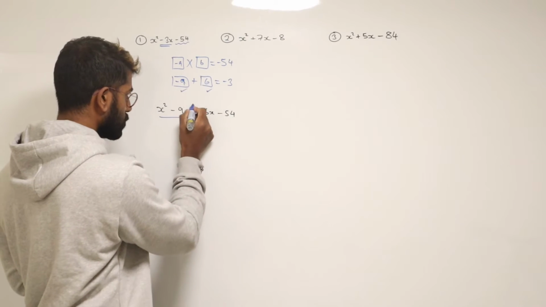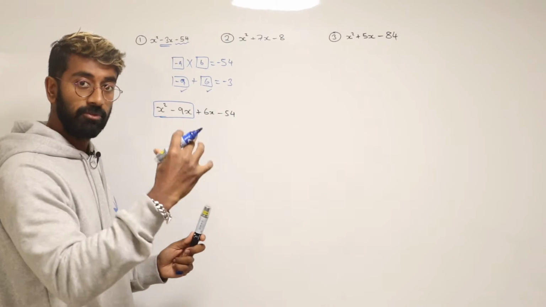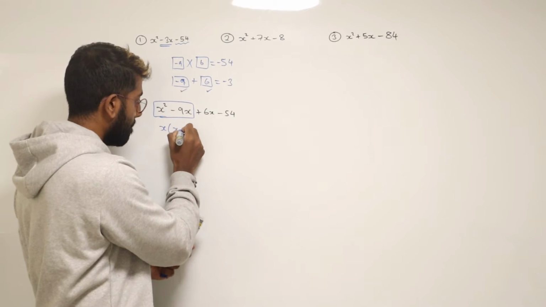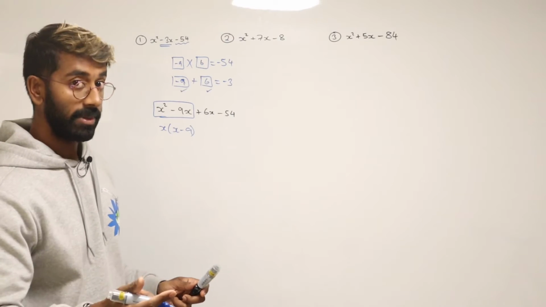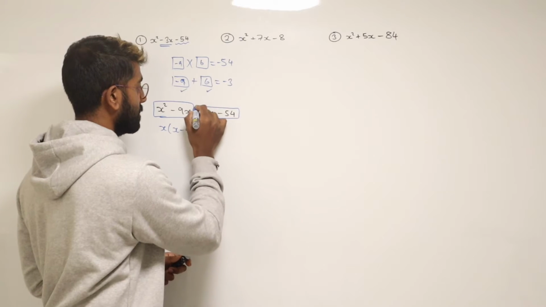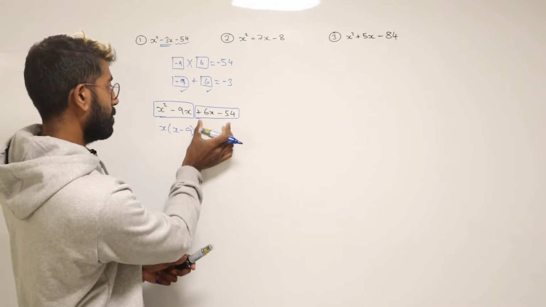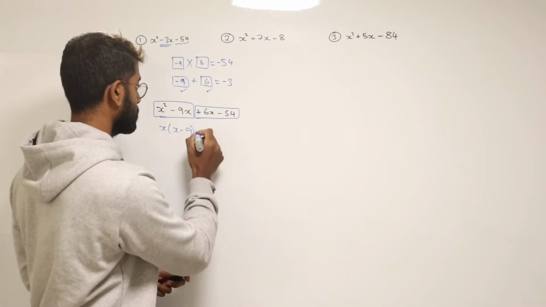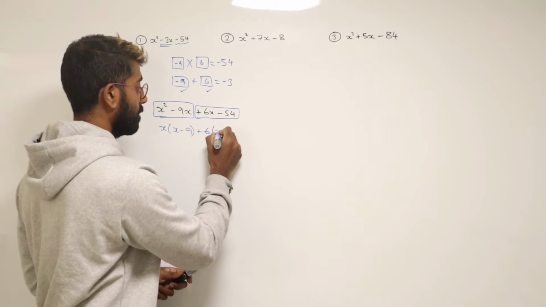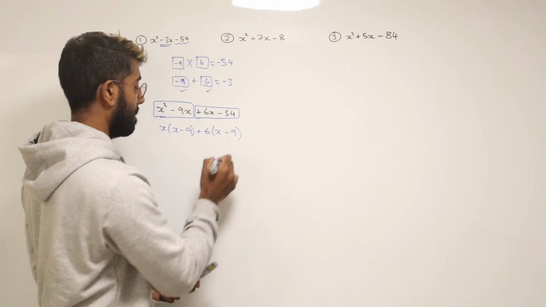From here, we want to factorize from the first 2 terms. So the common factor there is x. So we can take an x out, and we're left with x minus 9. Then what do we do? Well, then we want to factorize the second 2 parts here. So what's common there, I think, well, just a 6, isn't it? So if I pull out a 6 from there, then I'll be left with x minus 9.